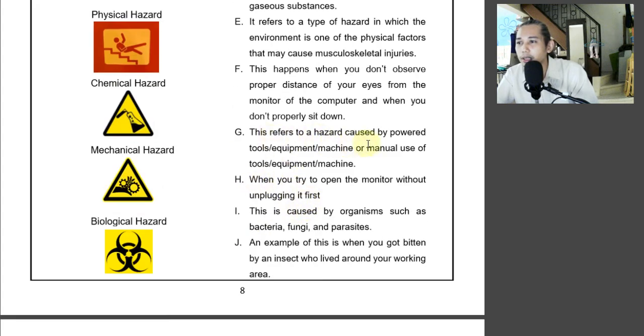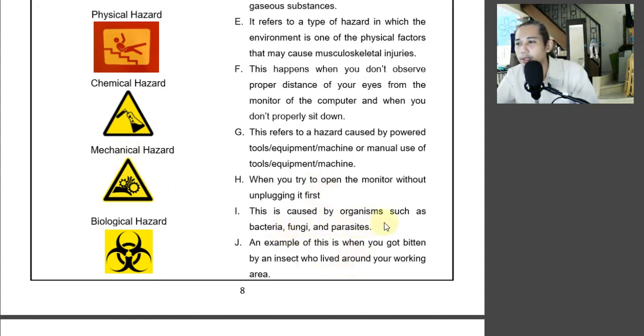It refers to the hazard caused by power tools and machines, and manually used tools, equipment, and machines. So, we're talking about machines. So, that is a mechanical hazard. When you try to open the monitor without unplugging it first, katulad yan. It talks about monitors, so it is a machine. So, it is a mechanical hazard.